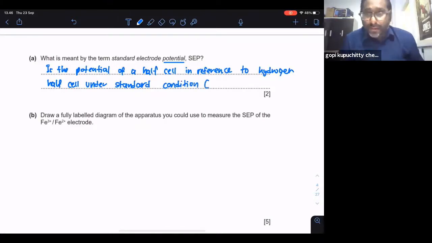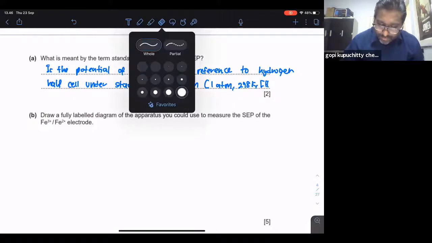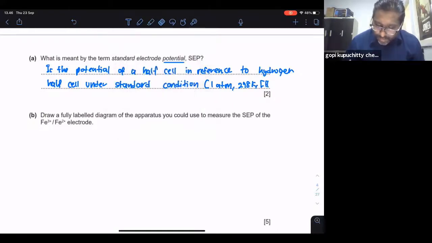And you can write down, it's going to be 1 atmospheric pressure, 298 Kelvin, and then you can say the concentration of H plus, or the concentration of the electrolyte. You can mention that the concentration of the electrolyte is going to be 1 mole per dm cube. You can just add to it. Okay, that will be 2 marks.